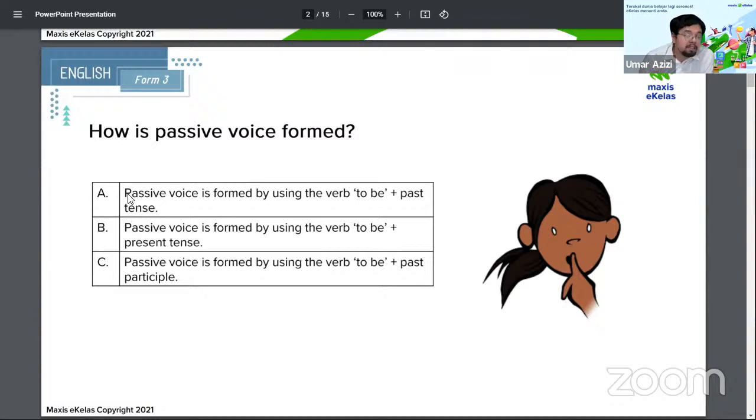If you're a Form 3 student by now, you do need to have a good grasp of what all these terms are. So find yourself a book. Find yourself a pen. Right, and start writing down these terms. The terms are past tense, present tense, and past participle. You need to be able to identify what each one is. Without further ado, now I'm going to go check the answers here.